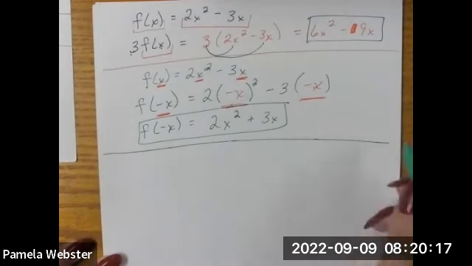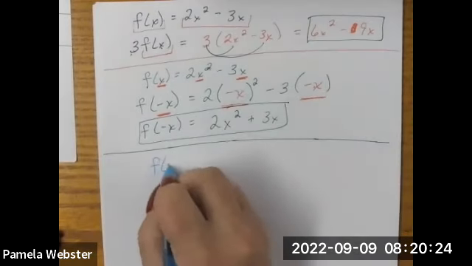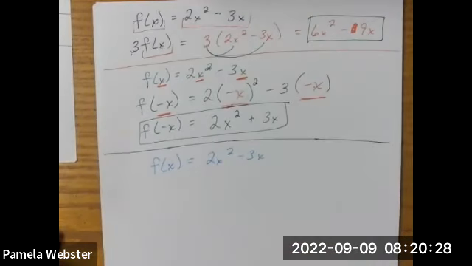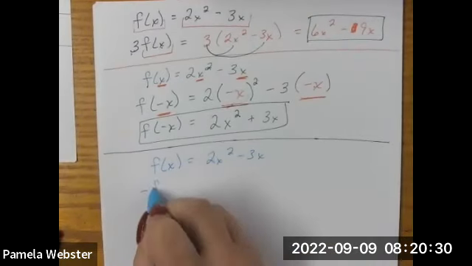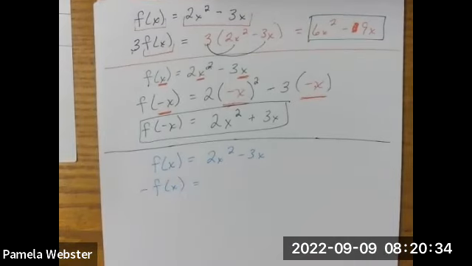What if they ask me for this? I'm just going through a lot of what ifs. What if it was this? What if it was that? What if they said, again, same function, 2x squared minus 3x, what if they said find negative f of x? What are they asking me to do? I want you to think to yourself when you see stuff like this, what are they asking me to do?